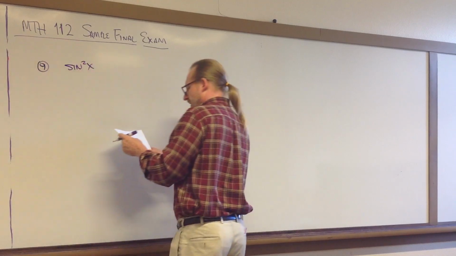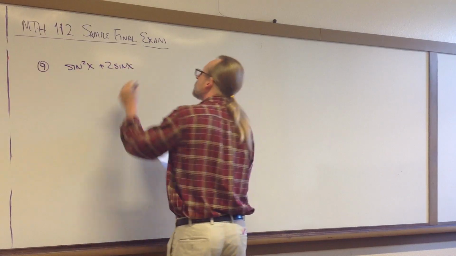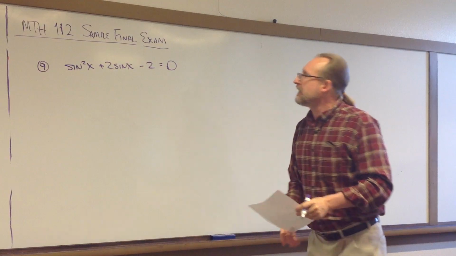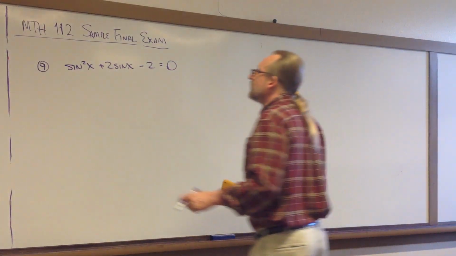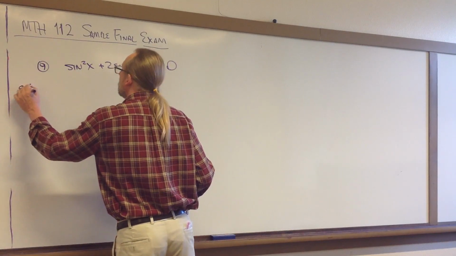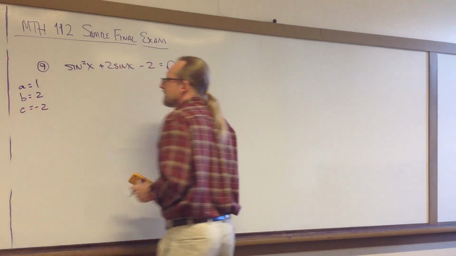All right, problem 9. Sine squared x plus 2 sine x minus 2 equals 0. Well, this is a quadratic equation in standard form, so there's not a whole lot that we need to do to it to get started. A is going to be 1, b is positive 2, c is negative 2.